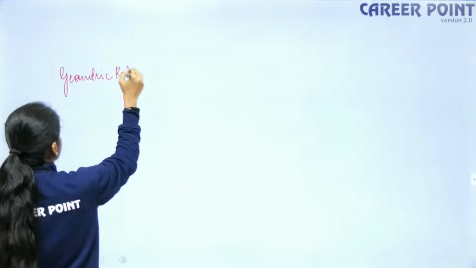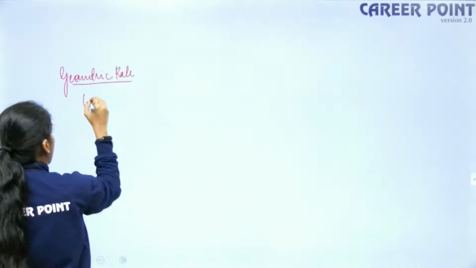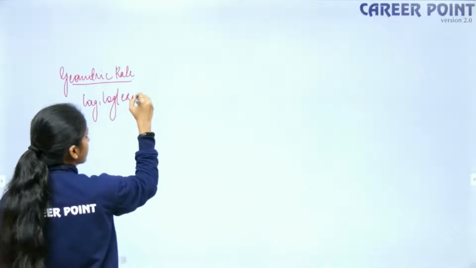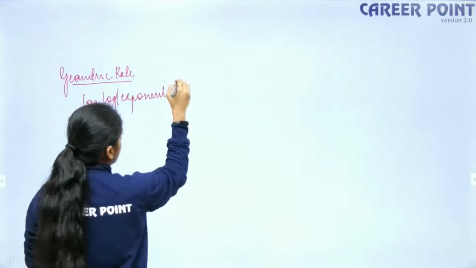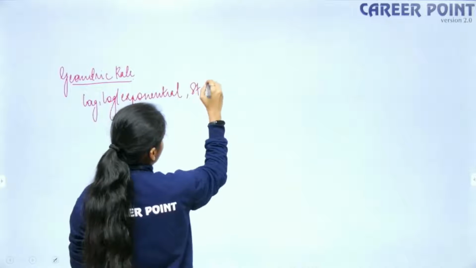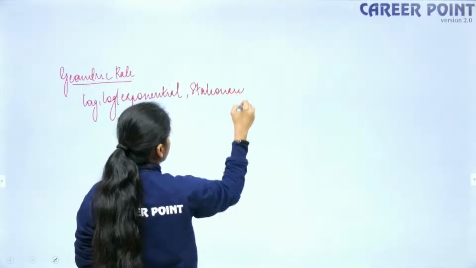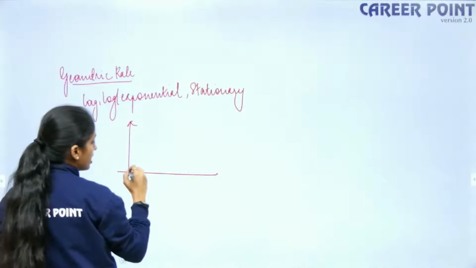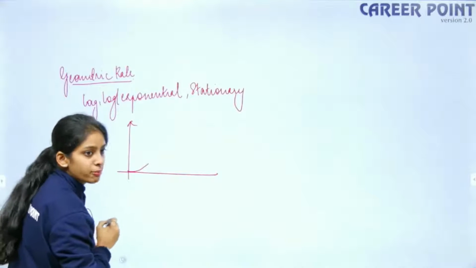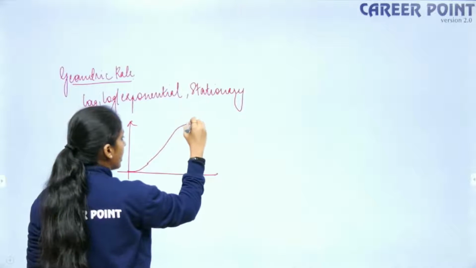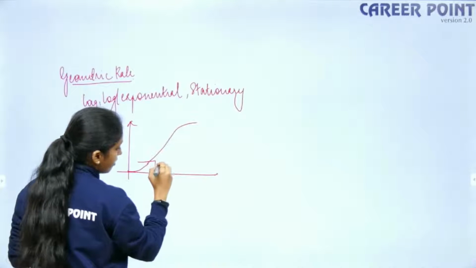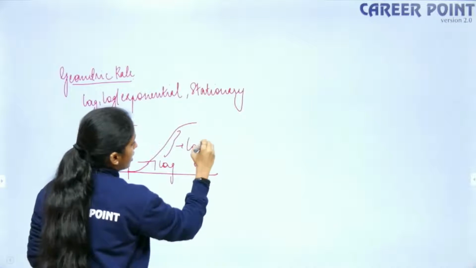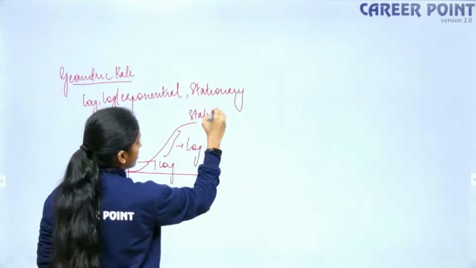So first is the lag phase, then it is the log or exponential phase, and the last one is your stationary phase. So how is the graph? Initially it is a bit slow like this, it lags behind, and then it goes quickly and then it declines. So this is my lag phase, this is my log phase, and this is my stationary phase.